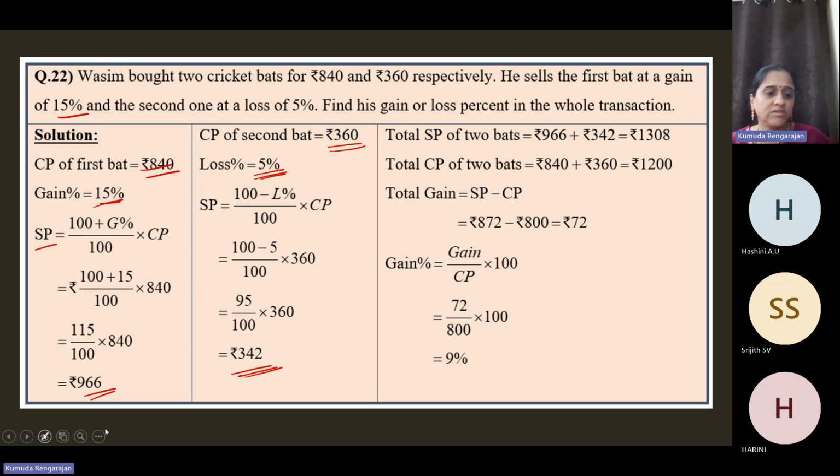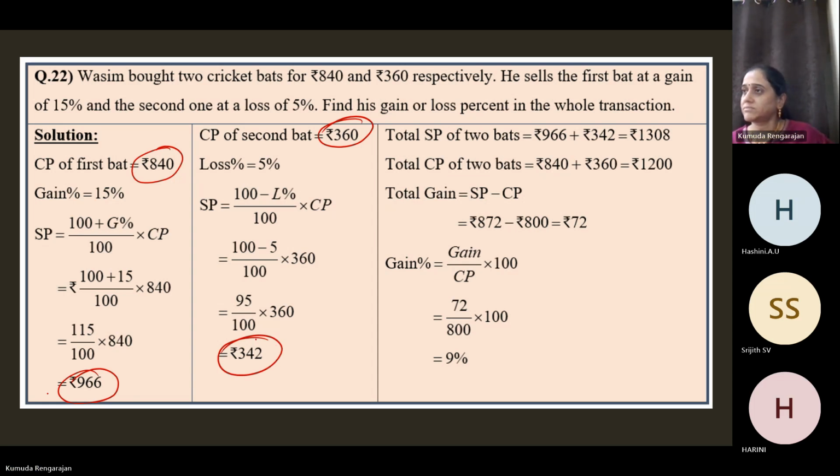So now find the total CP. What's the total CP? The CP plus the CP. What's the total SP? This SP plus this SP. Now, is it a gain or a loss? Selling price is more. So it's a gain. So what's the total gain? Total SP minus total CP is the total gain. And the gain percent will be gain.